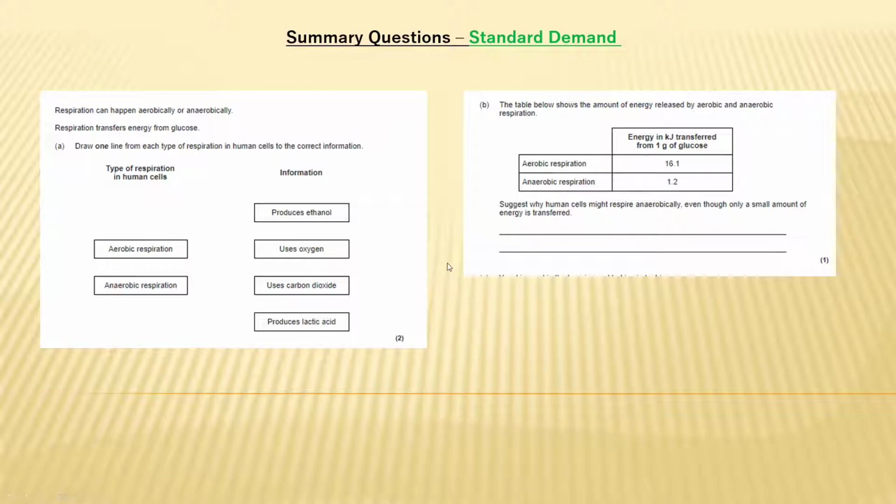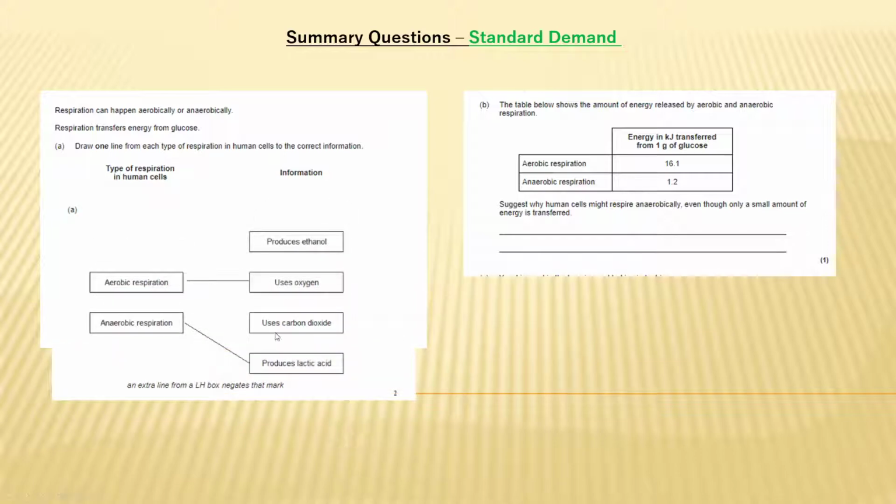Feel free to pause the video and give these a go. Great, let's go through the answers. So first thing, aerobic respiration uses oxygen. Remember, when we're breaking down this word, it means air, life. But it's not just as simple as air, because air is a composition of a lot of different elements and compounds. So we have to be specific, and we know that it uses oxygen.